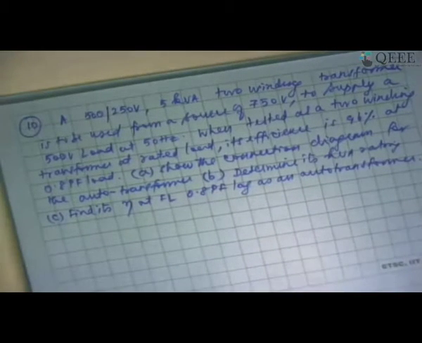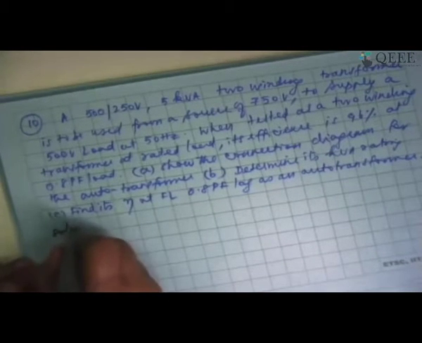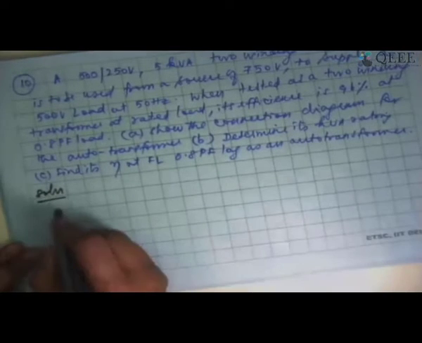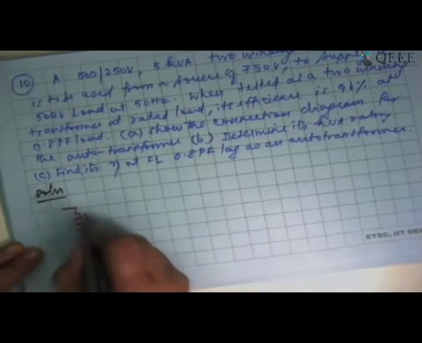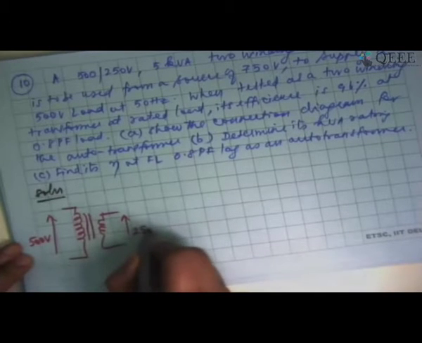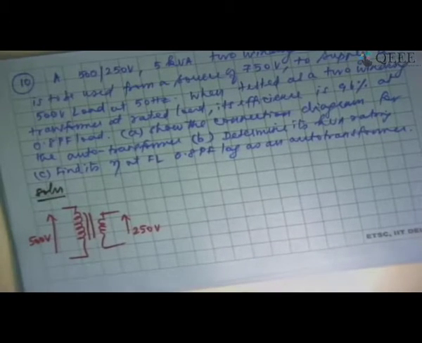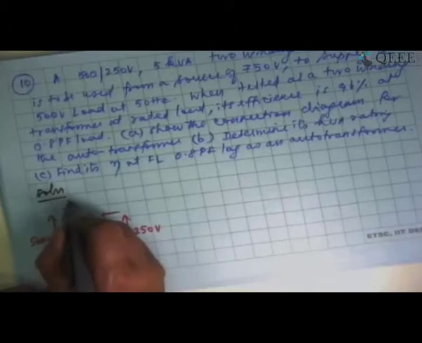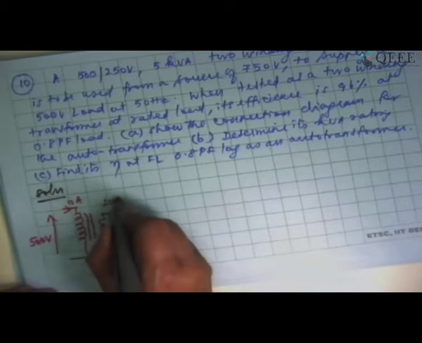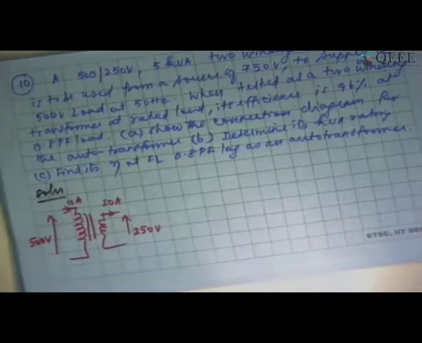Okay, so this is the problem. Let's try to write the solution. I have the 2-winding transformer like this. This is 500 volts, whereas this is 250 volts. This is the 2-winding transformer configuration. Obviously it is 5 kVA, which means this will be 10 ampere and this will be 20 amperes. This is going to be the normal configuration.